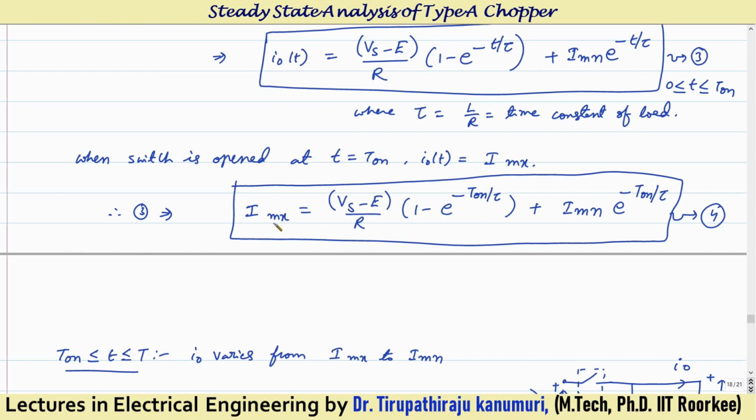In this, I naught of t is nothing but Imax. This will be Vs minus E by R, 1 minus e to the power of t is now equal to t on. So I have just substituted it. Here also I have substituted t on. Using this I can calculate. So this equation we are going to use later on.